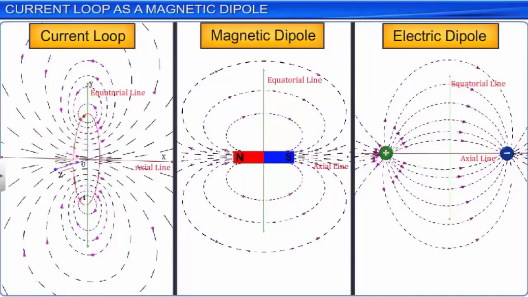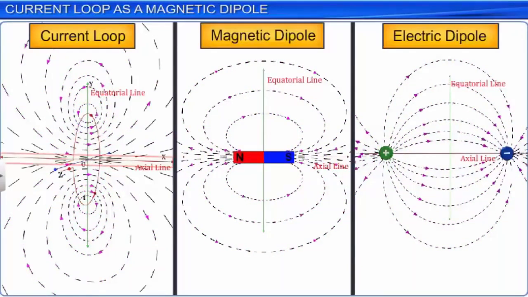Now, let us study the magnetic induction at a point on the axis of the circular current-carrying loop and compare it with the magnetic induction at a point on the axial line of a magnetic dipole. Let us compare this magnetic field with the electric field strength at a point on the axial line of an electric dipole.